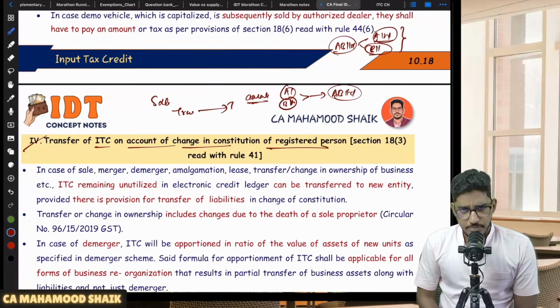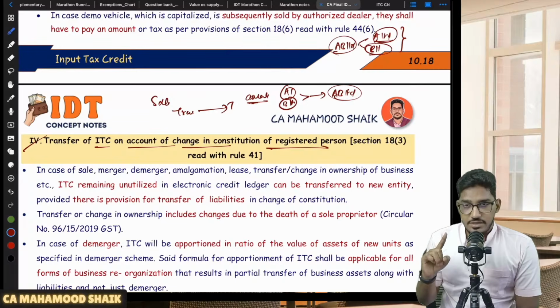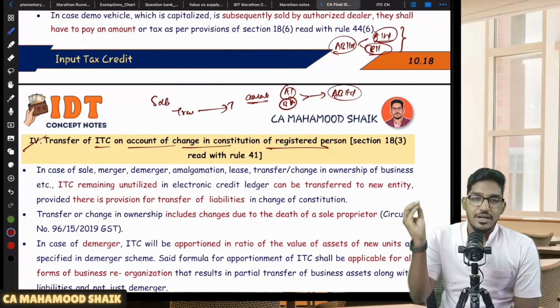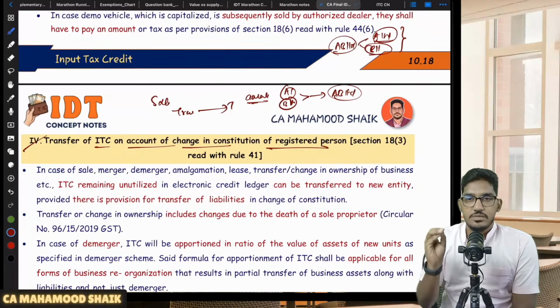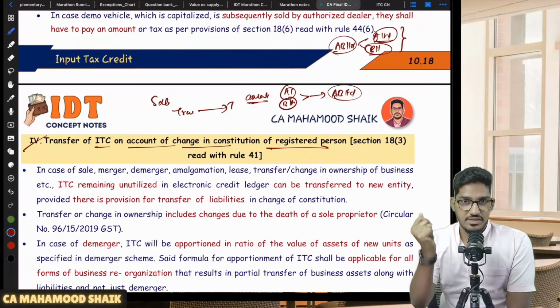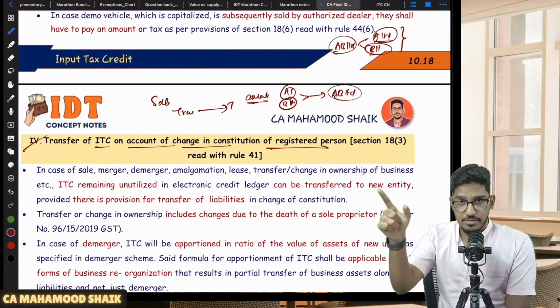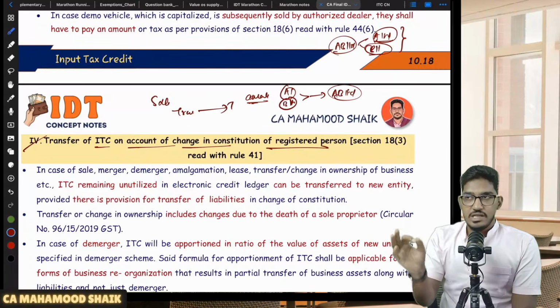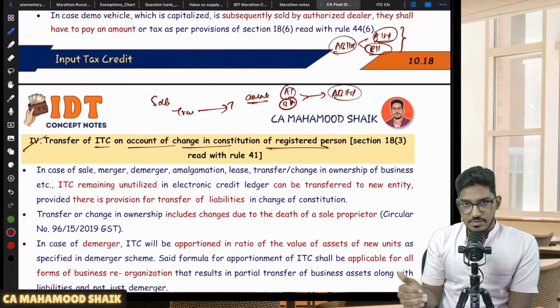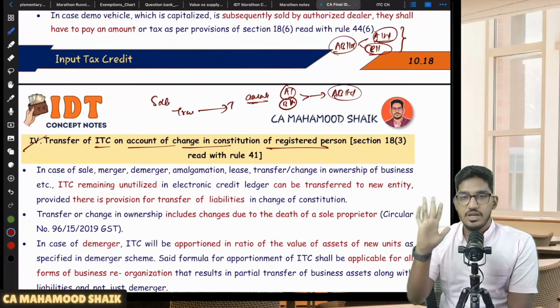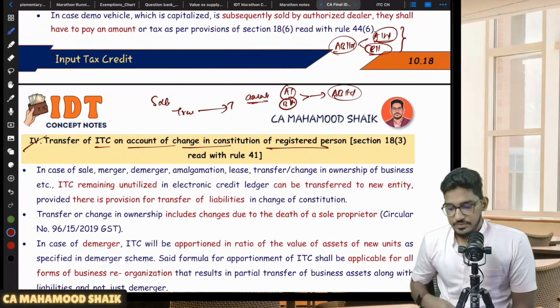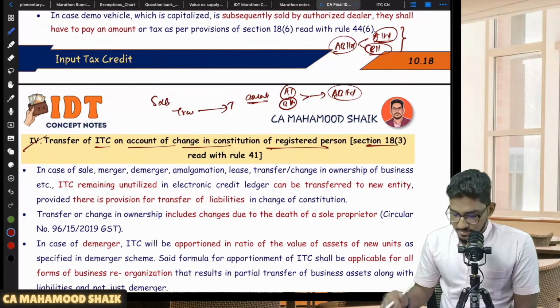So if transfer of ITC has to happen, transferor and transferee must be registered in the same state. Why? Because the SGST component is there. One state government will not transfer the SGST balance to another state government. That's the logic. So in all circumstances, transferor and transferee must be in the same state, then only the transfer is possible. So this is what we have regarding 18 subsection 3.